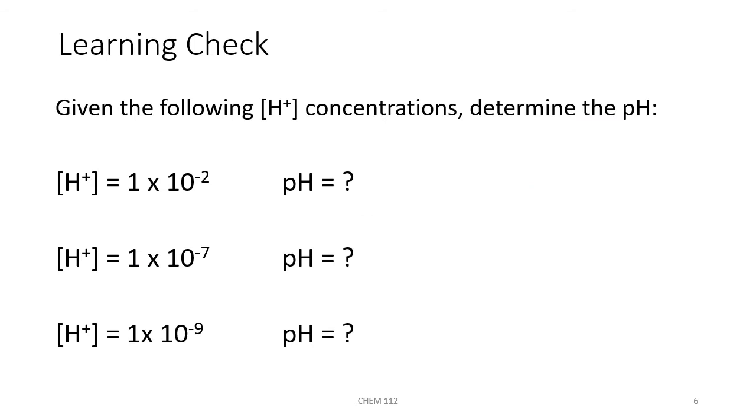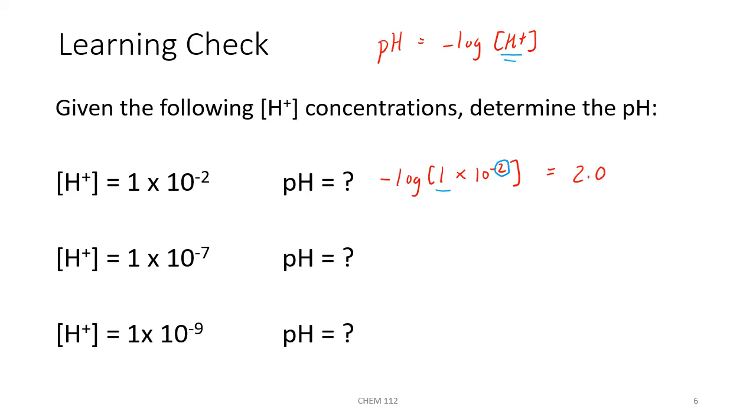Given the following hydrogen ion concentrations, determine the pH. So pH is equal to the negative log of the hydrogen ion concentration. To calculate the pH, if we're given the hydronium or hydrogen ion concentration, we simply have to plug it in. In this case, we would take the negative log of 1 times 10 to the negative 2. When we have a hydrogen ion concentration where the number out front is 1, the exponent will actually tell us what the pH is. If you calculate this using your calculator, you'll get a pH of 2.